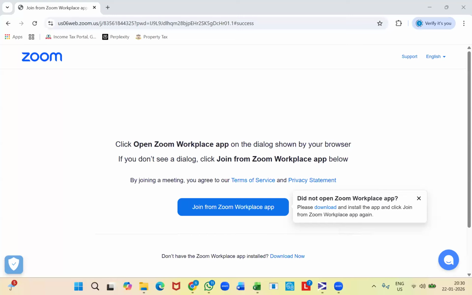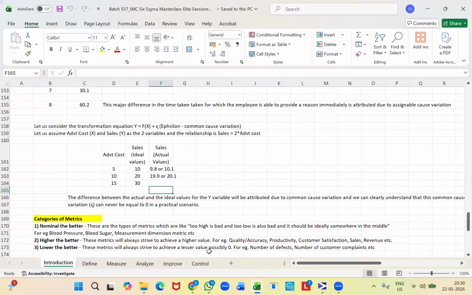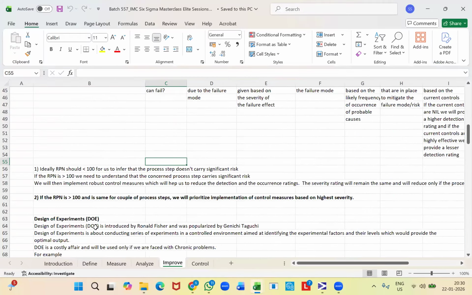So let's get started. Let me just share my screen, and we are going to look at the design of experiments under the improve phase. Let me click on improve. Just below the FMEA notes, we will find DOE, design of experiments.